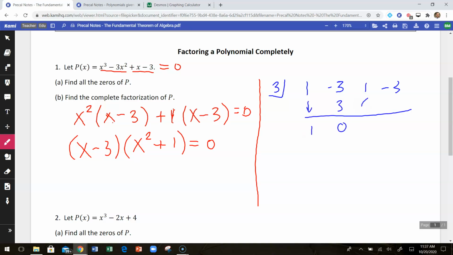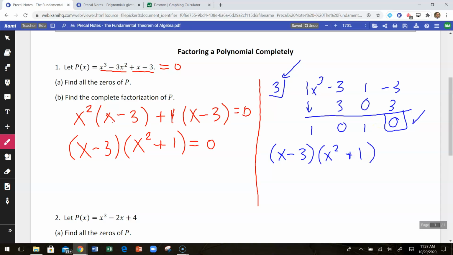If I do this, I get a remainder of 0, which is good. That's what I want. That 3 that I did synthetic division with, remember that gives you a factor of x minus 3. And then since this was x to the third, I did the synthetic division once. I'm down to x squared, so that means I have 1x squared. I do not have an x term, and my constant is 1.